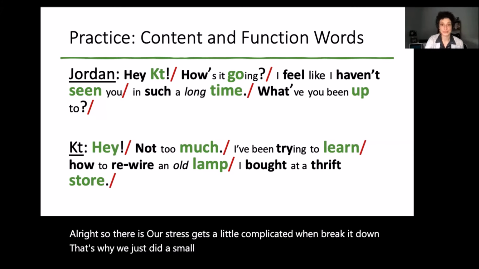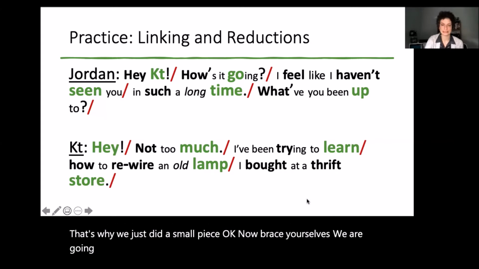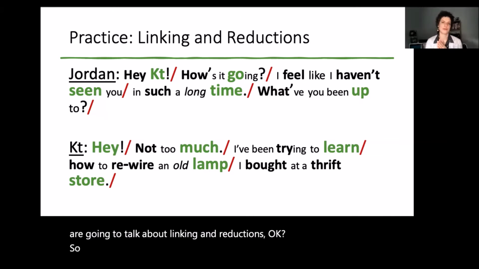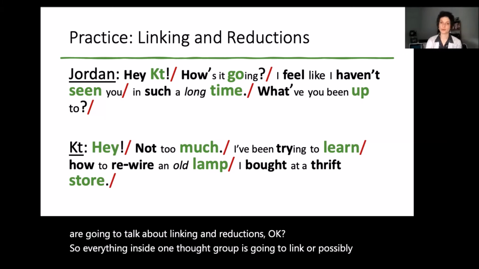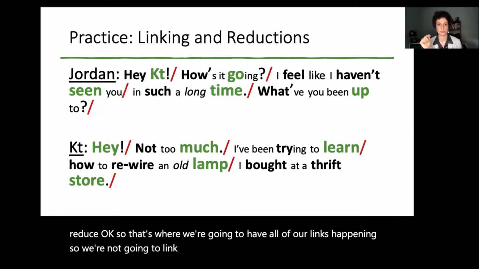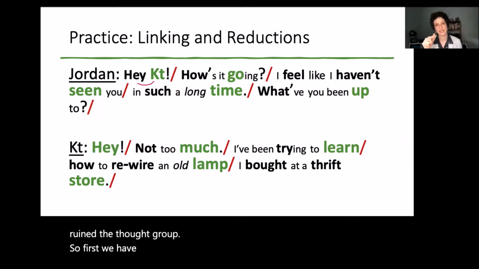Okay, now brace yourselves. We are going to talk about linking and reductions, okay? So everything inside one thought group is going to link or possibly reduce. That's where we're going to have all of our links happening. We're not going to link across a thought group because that would ruin the thought group. So first we have, hey, Katie. We just kind of have to practice, hey, Katie.